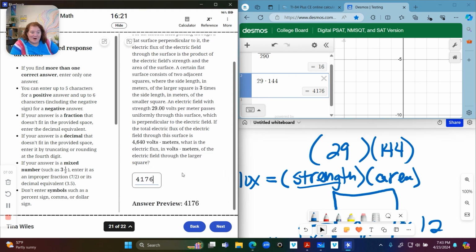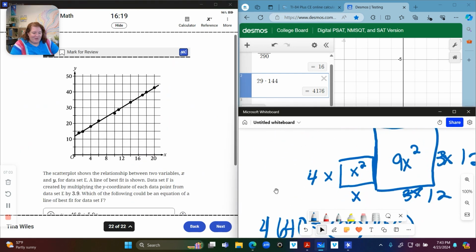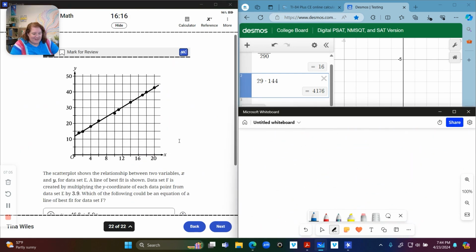Woo! You can see why these are hard problems. And we're just going to crank out this last problem. We're just going to get it done.